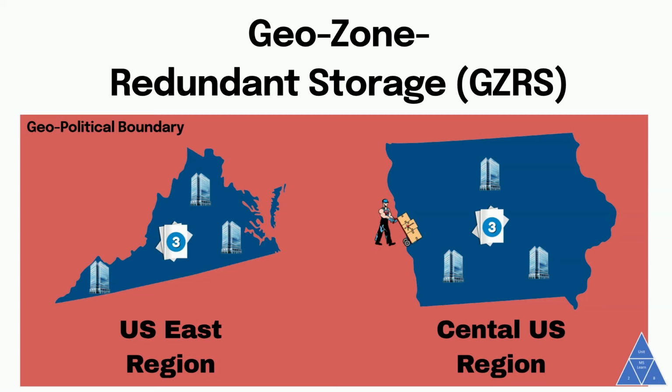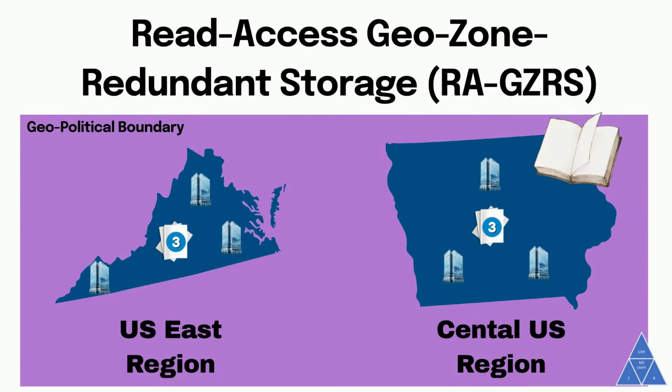Geo-Zone-Redundant Storage, GZRS, extends ZRS to provide data residency in 2 regions within the same geopolitical boundary, protecting against data center level outages. Read Access Geo-Zone-Redundant Storage, RA-GZRS, provides read access to your data in the secondary geopolitical boundary and the replication and redundancy provided by GZRS.